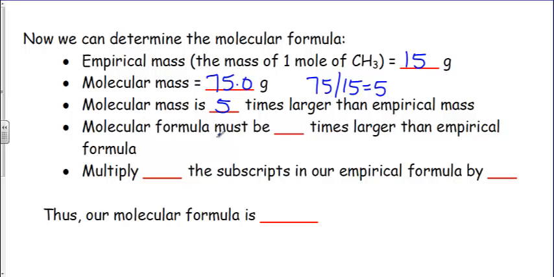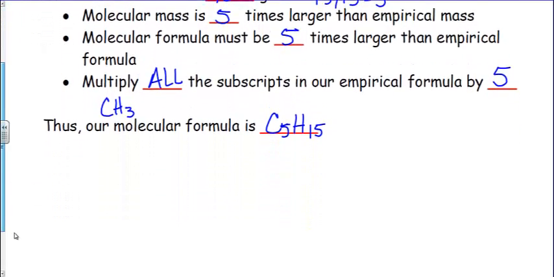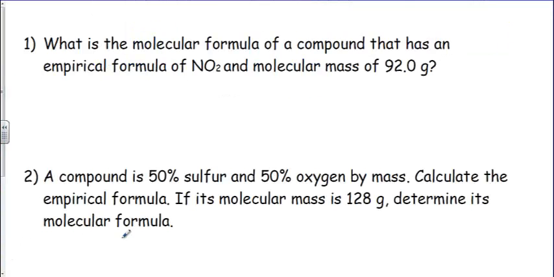So the molecular formula must be 5 times larger than the lowest form, the empirical formula. We're going to multiply all subscripts in our empirical formula by 5. We had CH3, so now we multiply all of our subscripts by 5. So C5H15 will be the molecular formula. Remember, not the reduced form. This is based on the molecular mass. All right, so let's do some practice, and then you'll do some on your own.